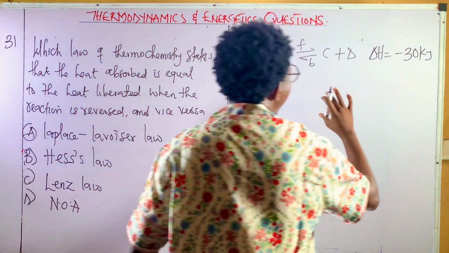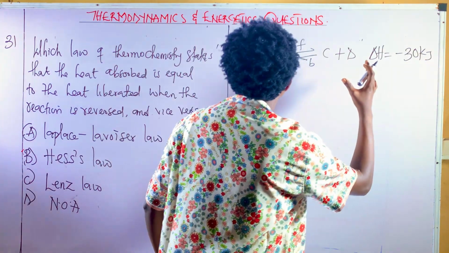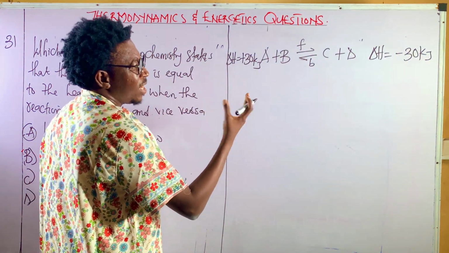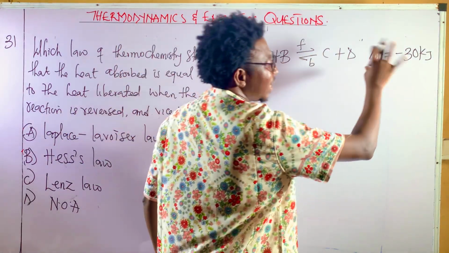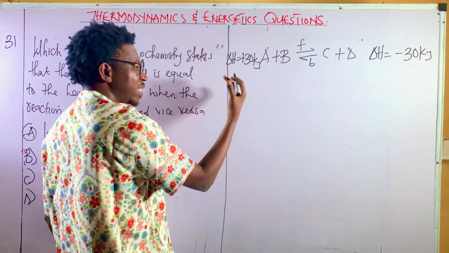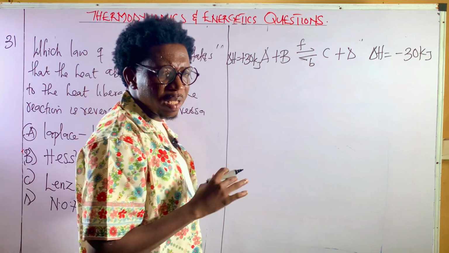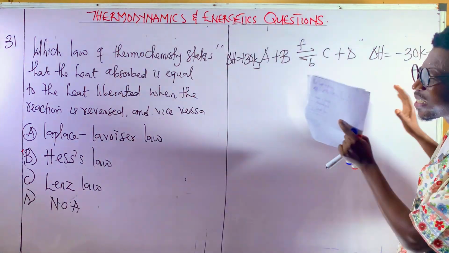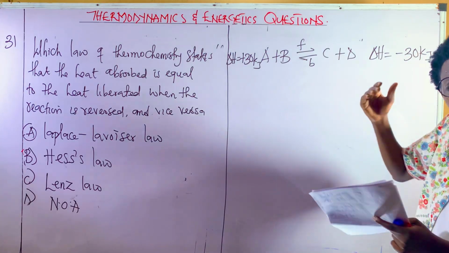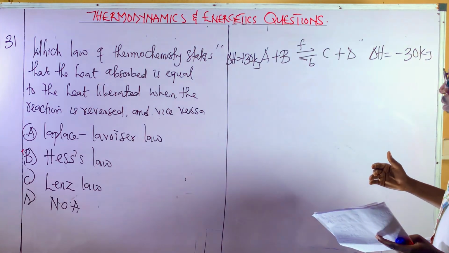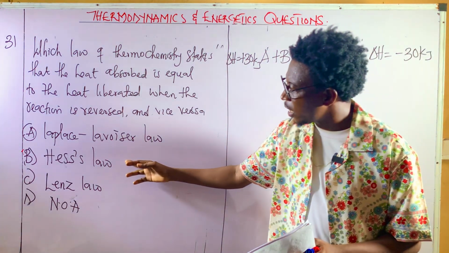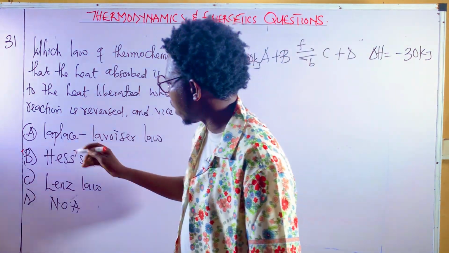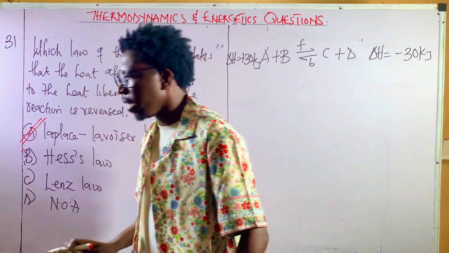So if the forward reaction releases heat, the backward reaction will absorb the same amount of heat, and vice versa. If the forward reaction absorbs heat, the backward reaction releases the same amount of heat. So that is the concept of Laplace law. I hope you understand this, because we'll need this to solve subsequent questions. So our answer is not Hess law. Our answer is not Lenz law. The answer is Laplace and Lavoisier.